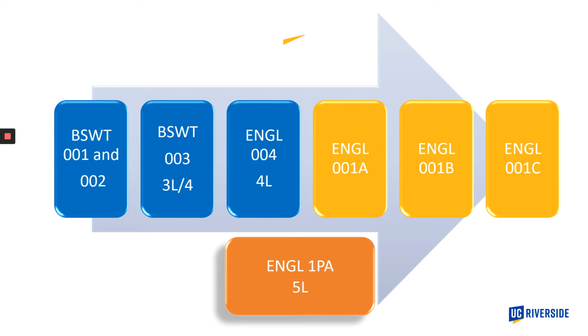This slide shows the progression of English courses at UCR, from basic writing through English 1C. Once you know your English placement, you can identify how many English courses you will need to take to complete your English requirement.